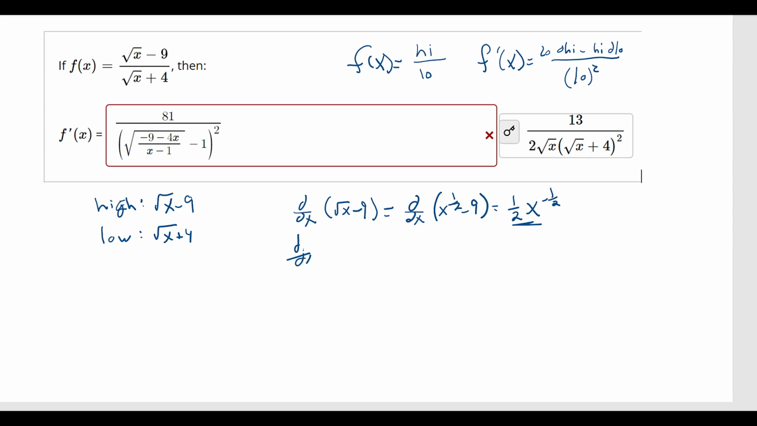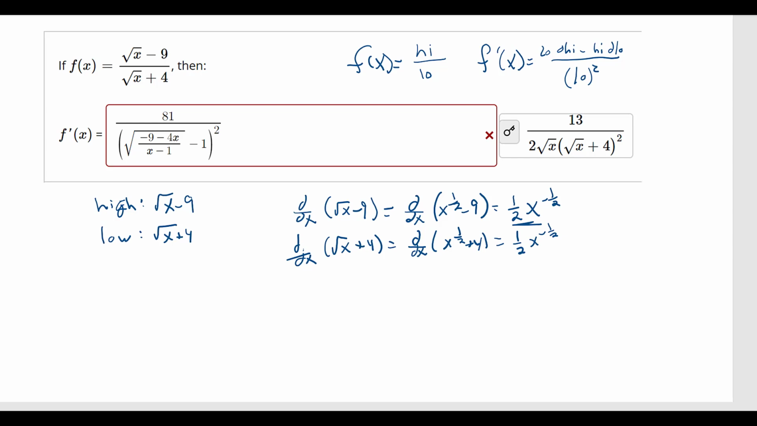Likewise, the derivative with respect to x of the square root of x plus 4 is going to be d/dx of x to the 1/2 plus 4, which is going to be 1/2 x to the negative 1/2. And again, the 4's derivative would be 0.